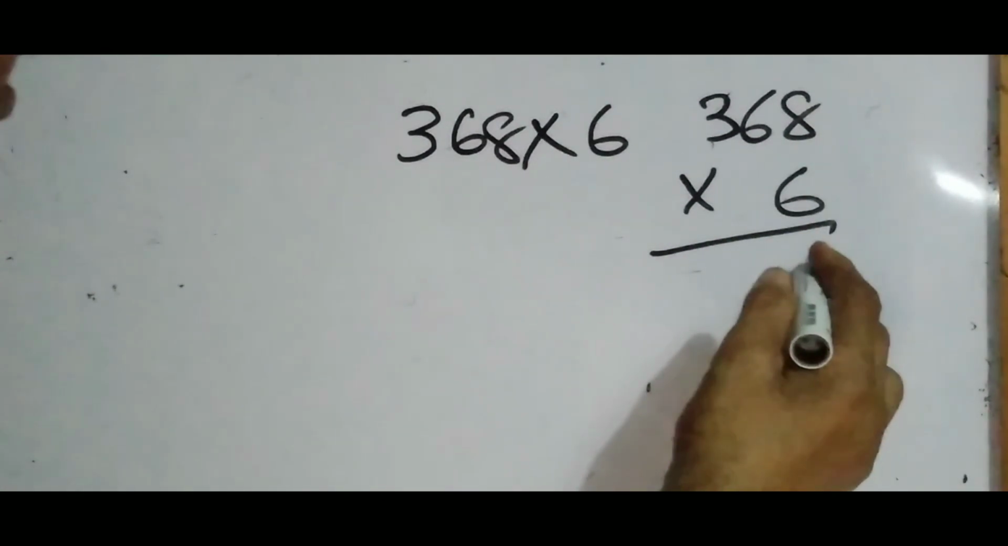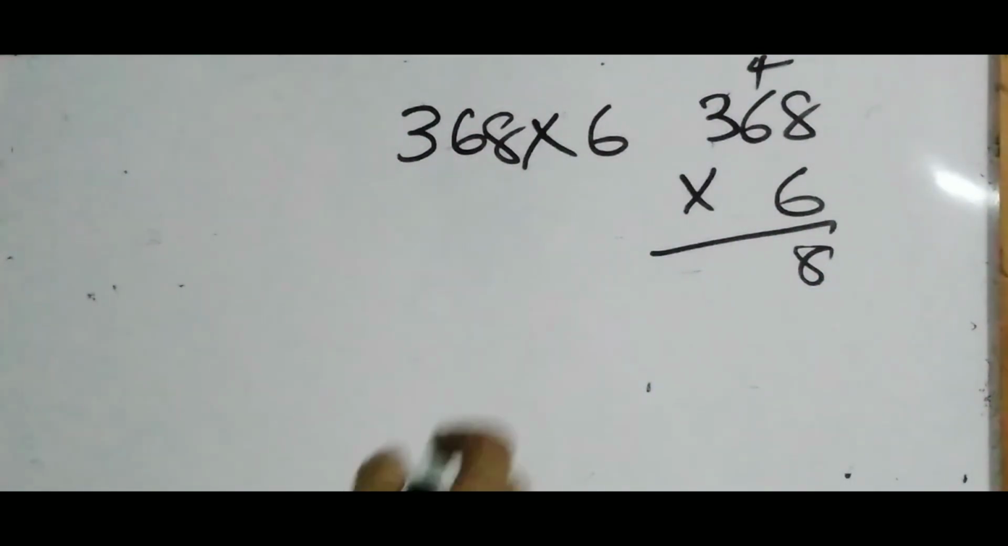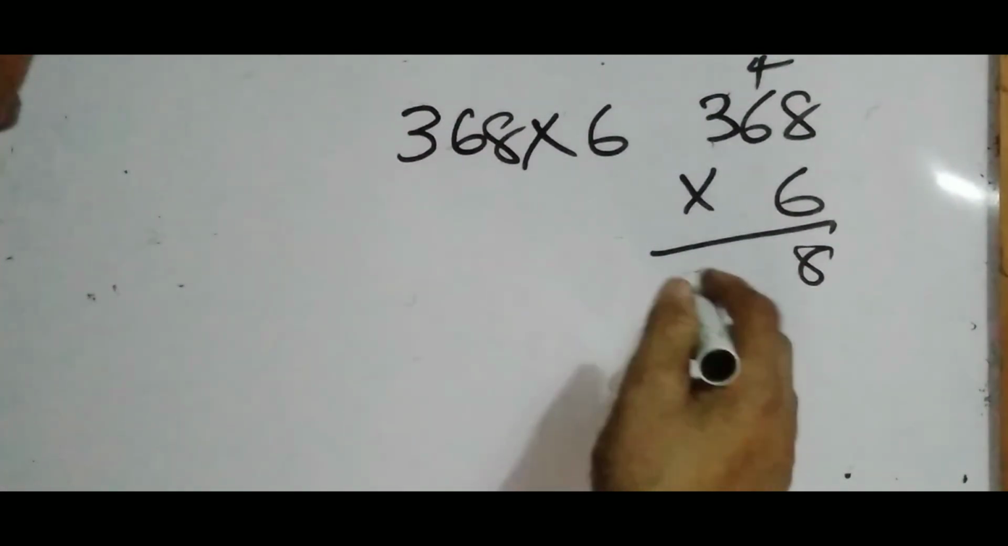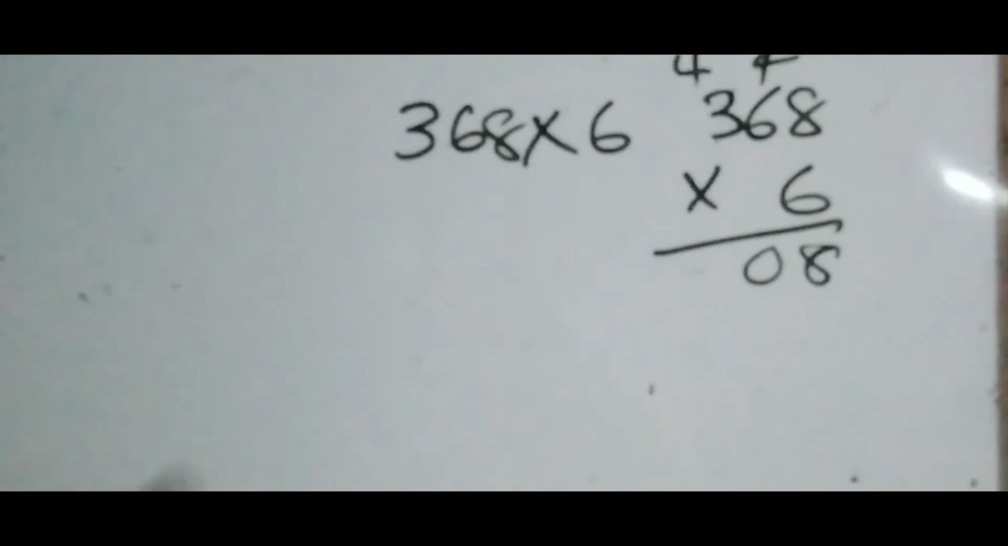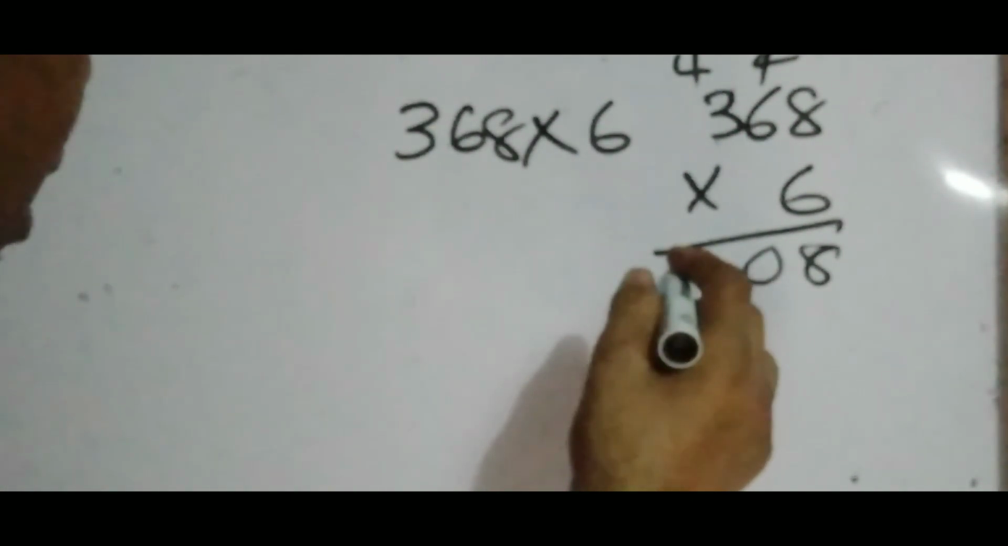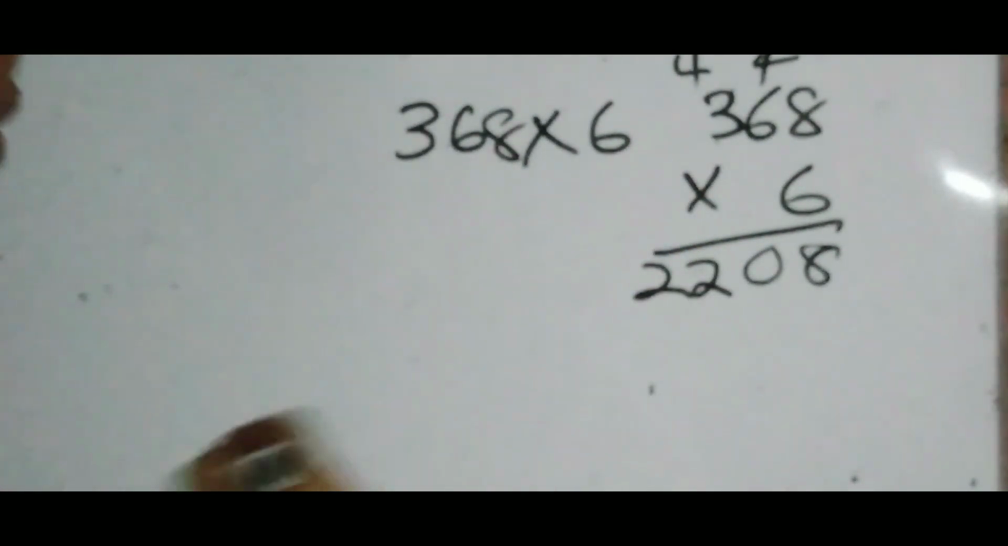So 6 8s, 48, put the 8 down and carry the 4 over. 6 6s, 36, and 4, 40. Bring the 4 from the 40 over. And 6 multiplied by 3 gives us 18, and the 4 that we take over gives us 22. So that's it. So for that we get 2,208. All right, let's move on again.